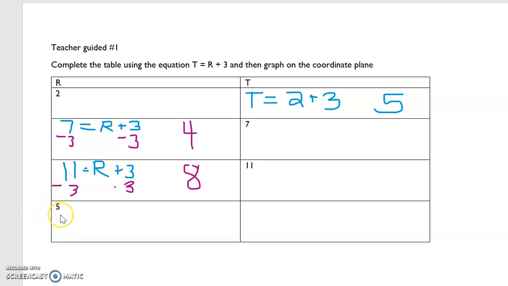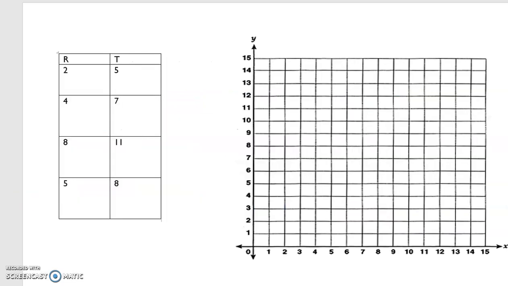Okay, and in this box, we're told that r is 5. Replacing the r in my equation with a 5 tells me that t should be 8. Okay, we're going to use these sets of numbers to graph on the next slide.